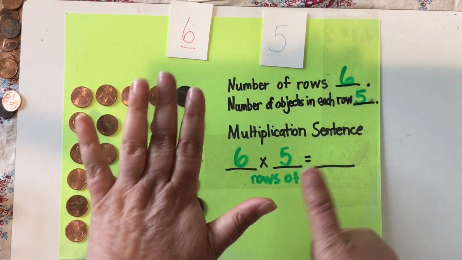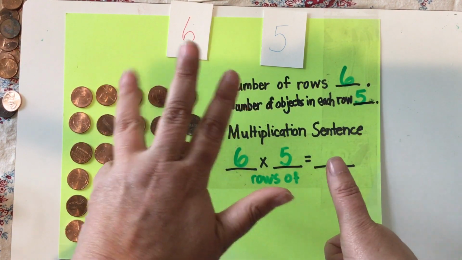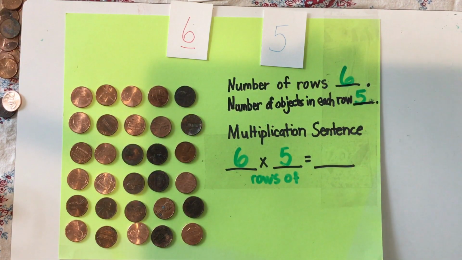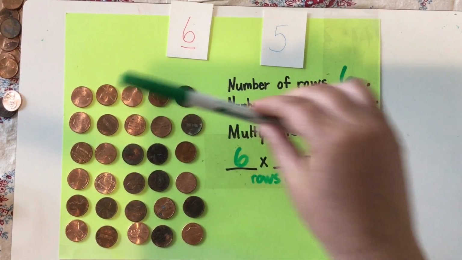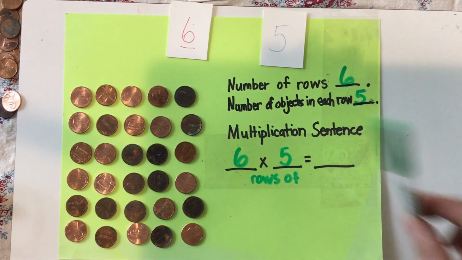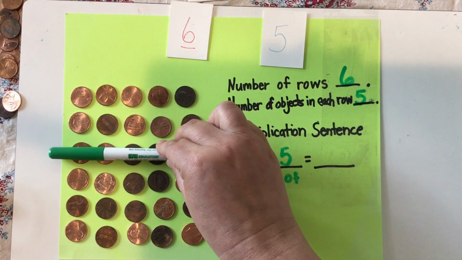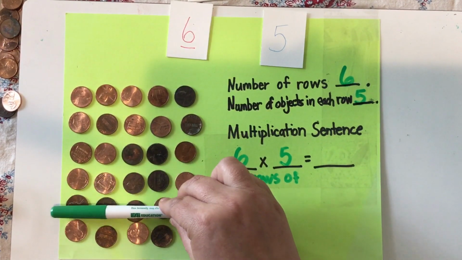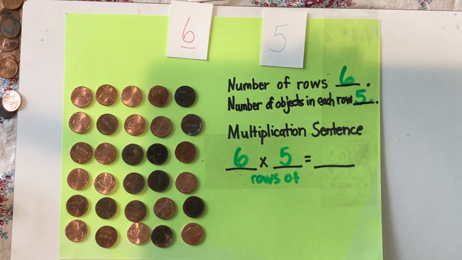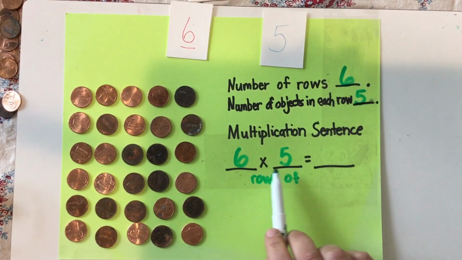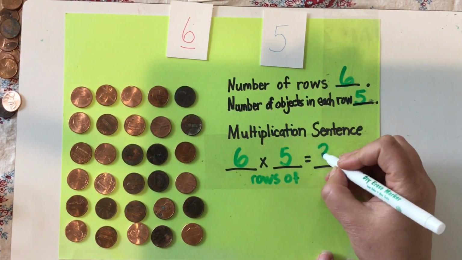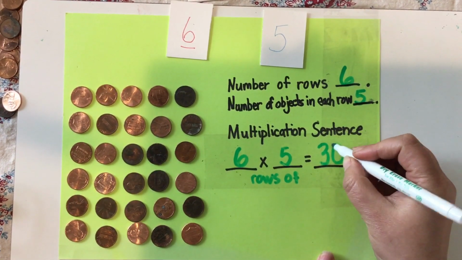It's just like when we said we had 6 groups of 5 and we skip counted. Now we're doing it with our pennies. So count by 5s with me. Did you skip count by 5s? Well done. We know that 6 rows of 5 have a total of 30 pennies.